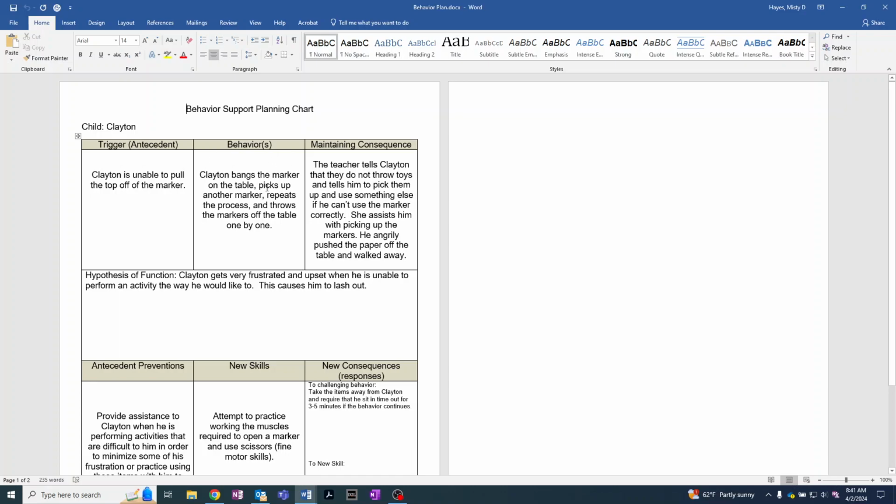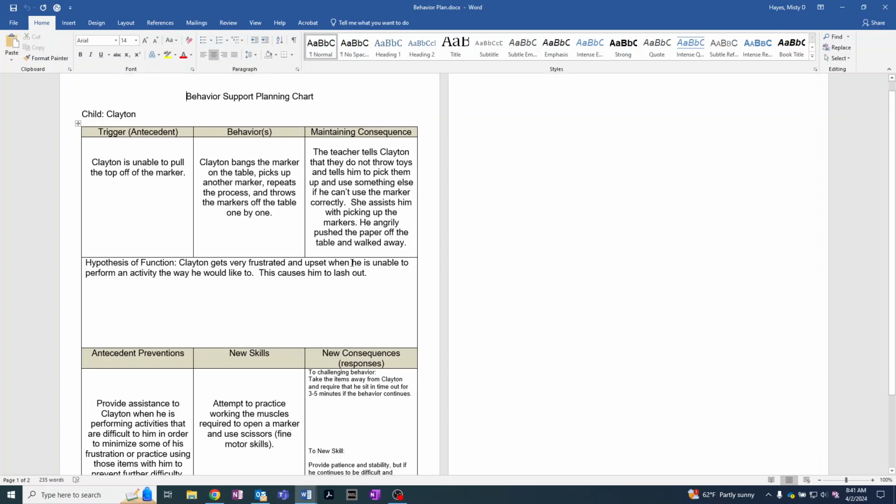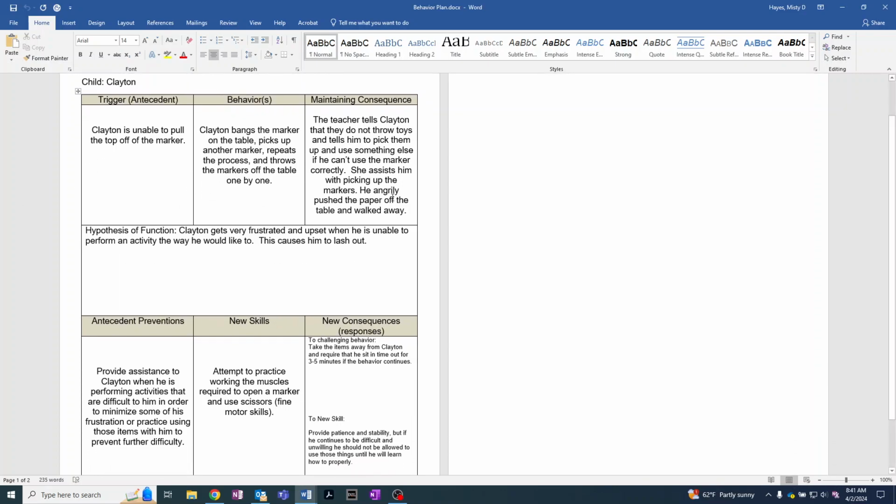So this is explaining what the behavior is, like what he's doing. He's throwing things. Maintaining the consequence: what did the teacher do every time this happens? Well, she tells Clayton that they do not throw toys and tells him to pick them up and use something else if he can't use the marker correctly. She assists him with picking up the markers. He pushed the paper off the table angrily and walked away. Okay, so that's what's been happening.